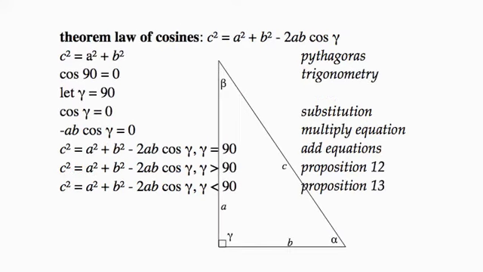The Pythagorean theorem is the law of cosines for right angles. The cosine term can be added because it is zero for right angles. This proves the law for all triangles.